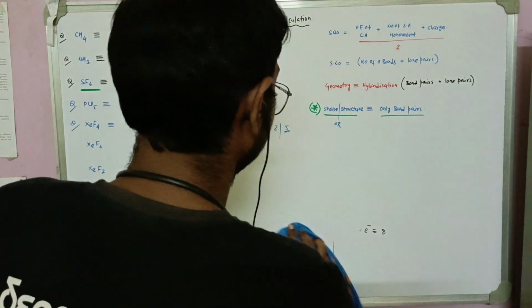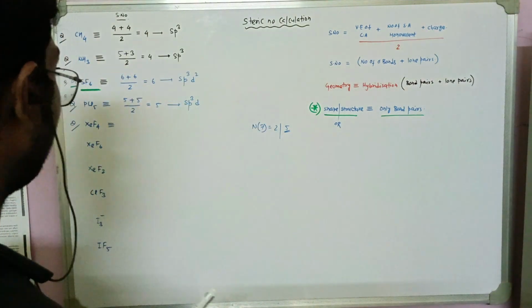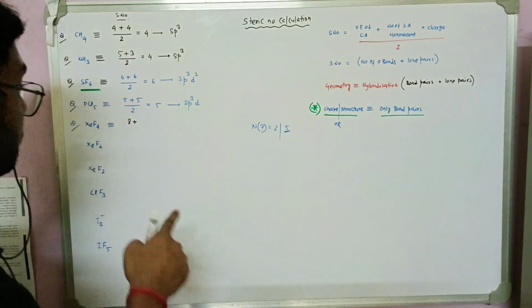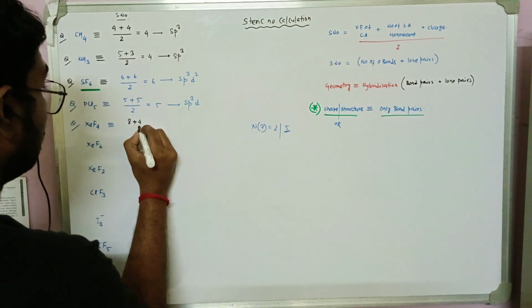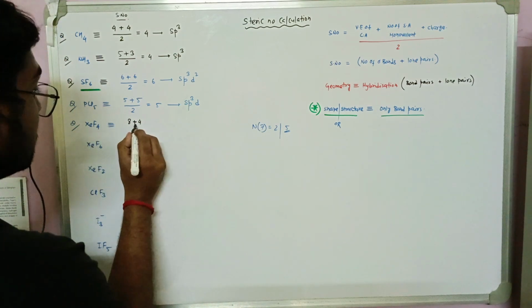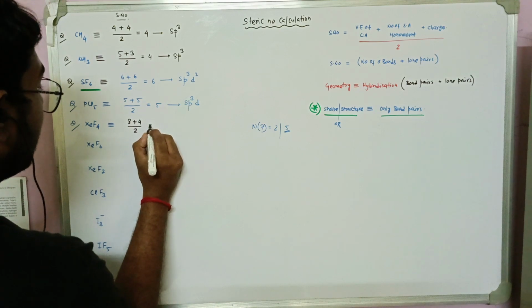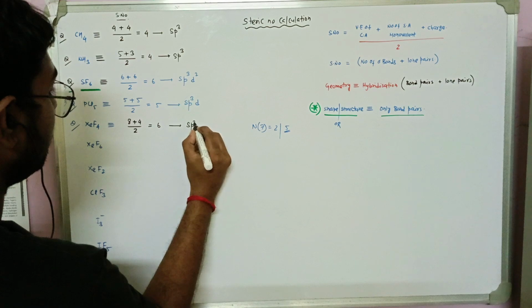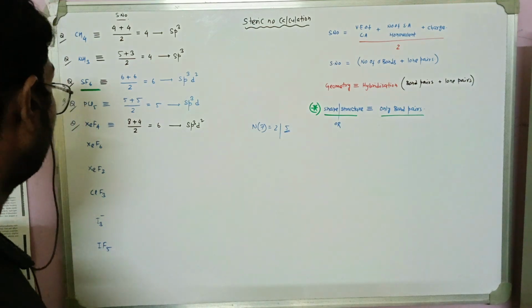So for the xenon as well, the number of valence electrons will be 8, plus the number of side atoms which are monovalent. For fluorine we have to add 4 because they are monovalent. No charge, neutral, so divide by 2 and we will be getting 6. So 6 means sp3d2. It is quite easy, right?